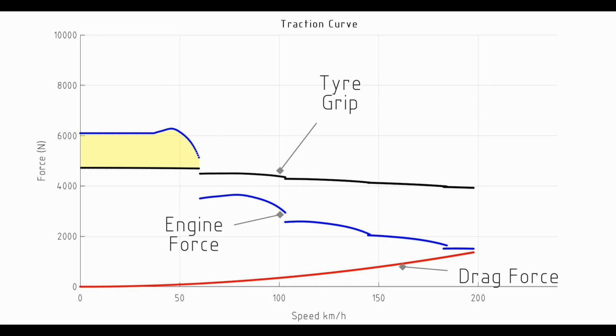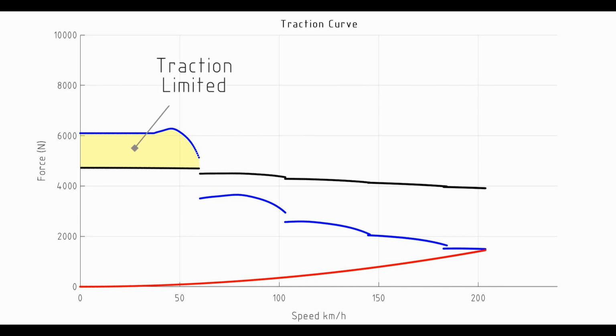Now in the lower speed regions of this graph, we see that the torque available from the engine, the force available from the engine, is greater than our available tyre grip. And this shaded region shows us where the car's acceleration is going to be traction limited. Once we're out of this shaded region, the acceleration of the car is limited by the torque from the engine.